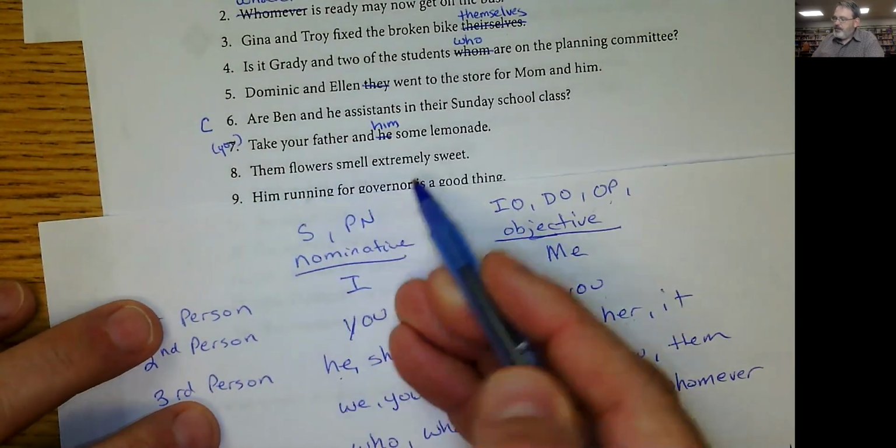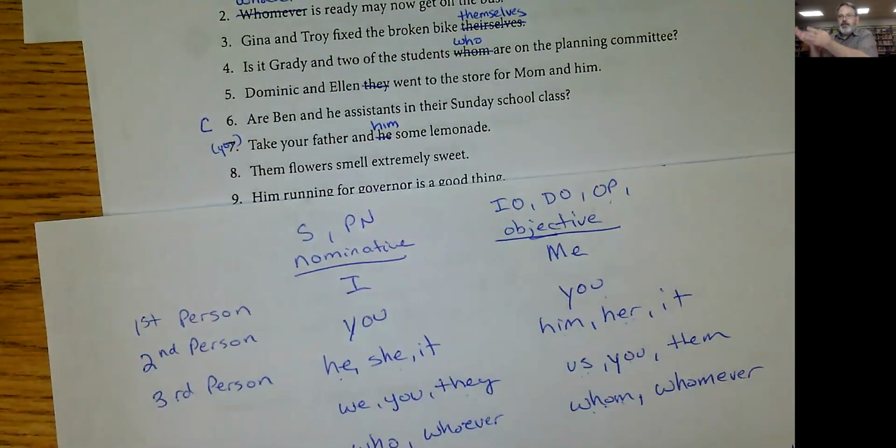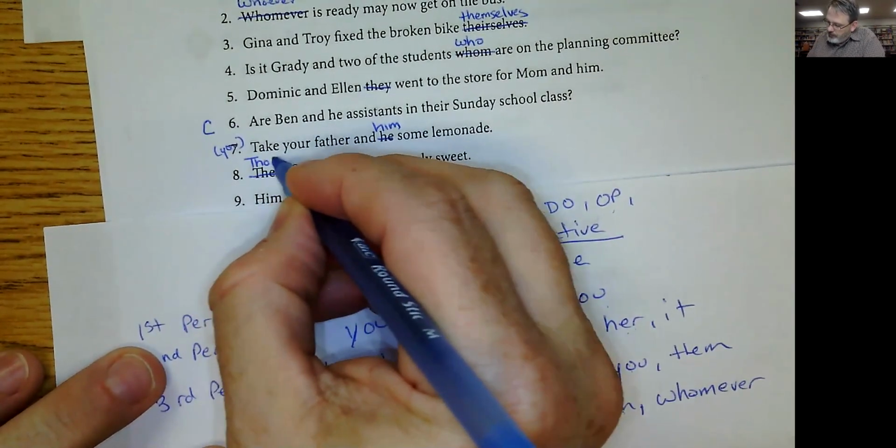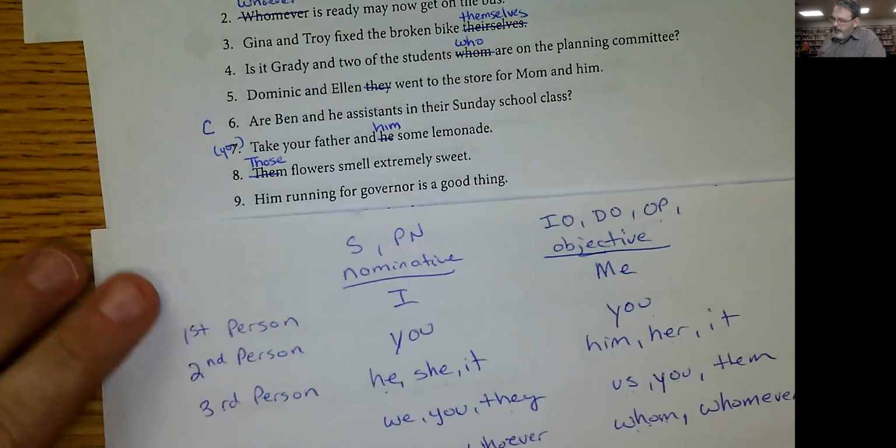Is this a demonstrative pronoun? Those flowers smell extremely sweet. You're kind of saying, which flowers? It's those flowers right over there. Those flowers. I'm pointing. The flowers that are over there, that's demonstrating the flowers that I'm talking about. So that should be those. Okay?